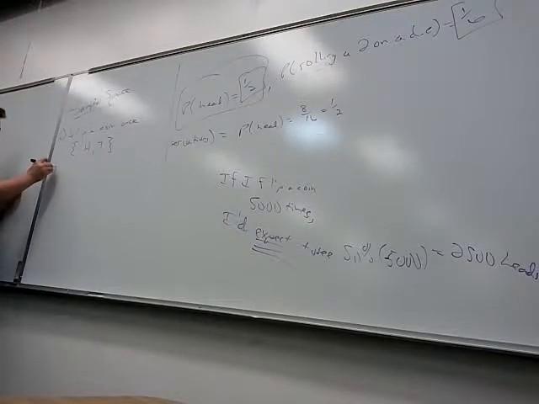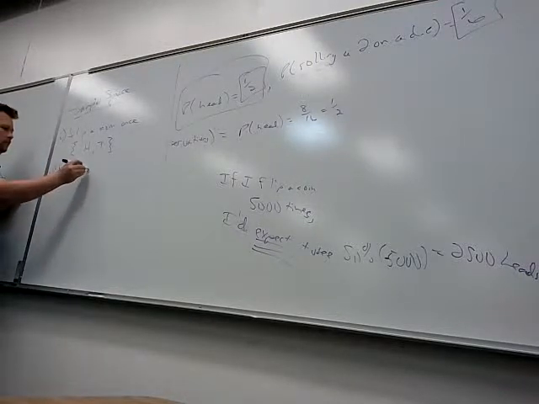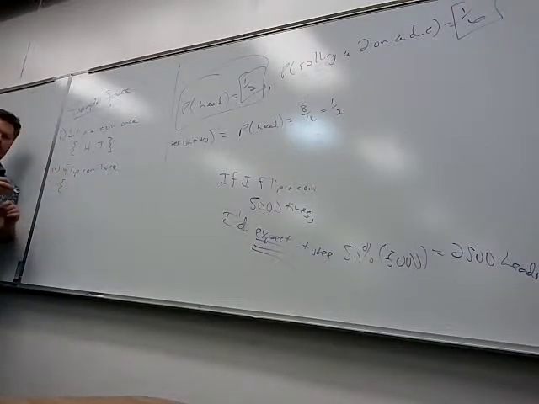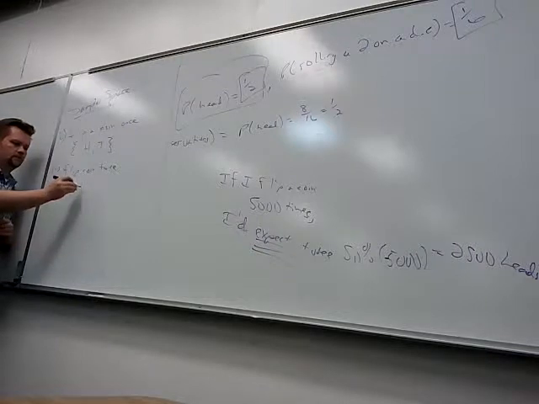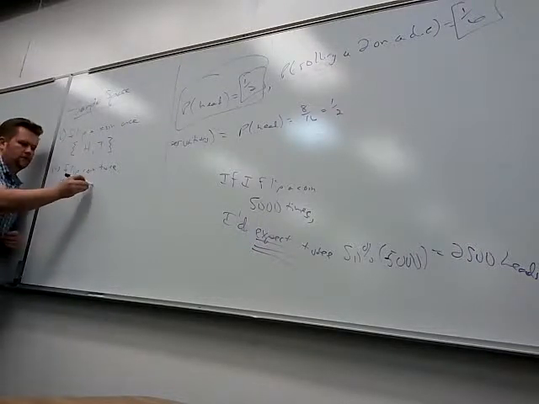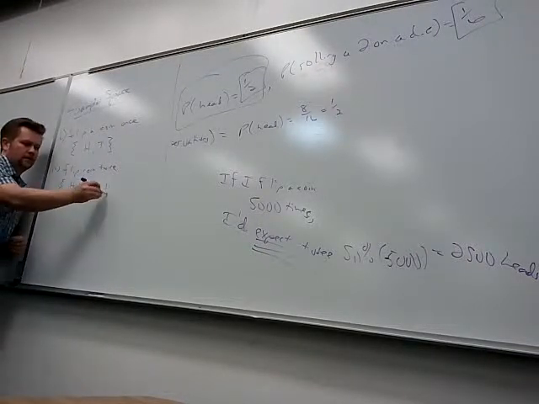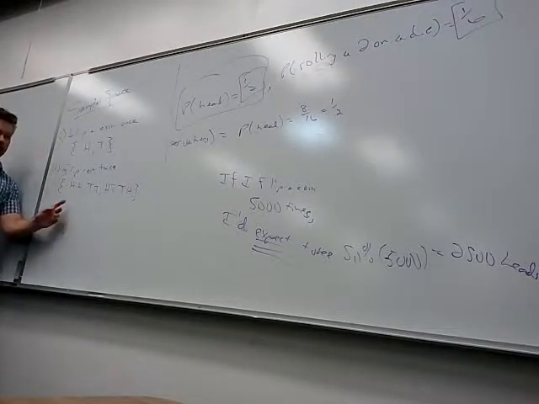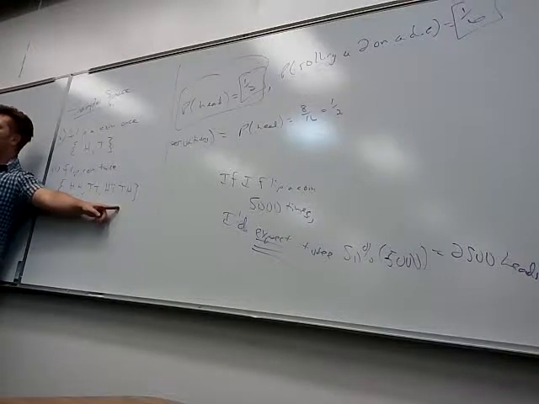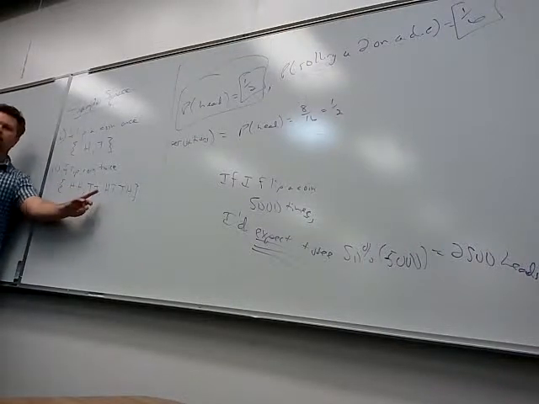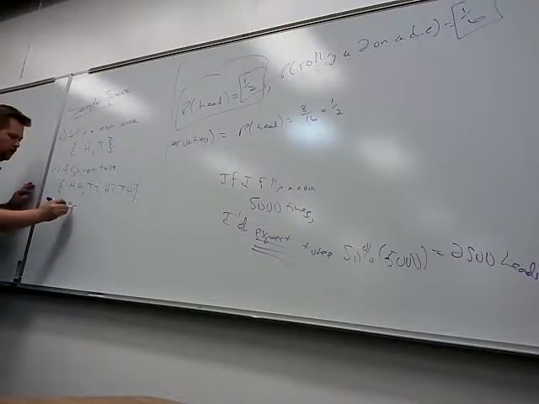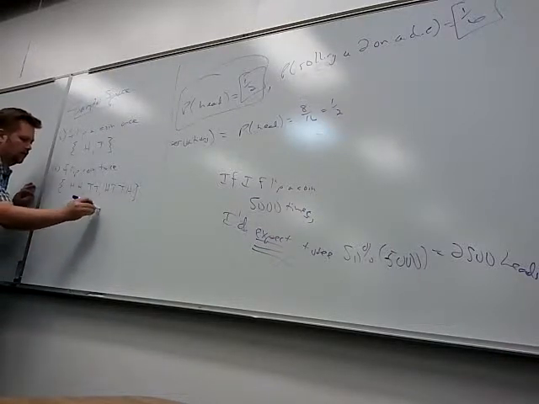What if I flip the coin twice? What could happen? It could be both heads, both tails, heads, tails, or tails, heads. Good. Are these all equally likely? Yes, assuming a fair coin, right? So these are all equally likely.